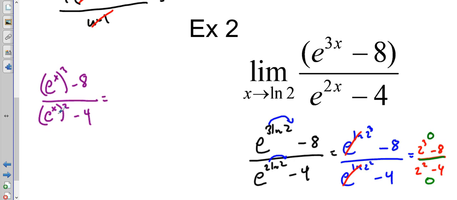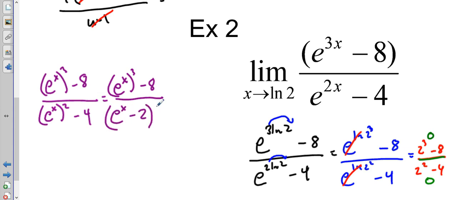So if we have this, this would actually simplify. We can have the top, e to the x, cubed, minus 8. I'm going to factor the bottom. So we have e to the x minus 2, and this is going to be e to the x plus 2. This is the difference of squares.